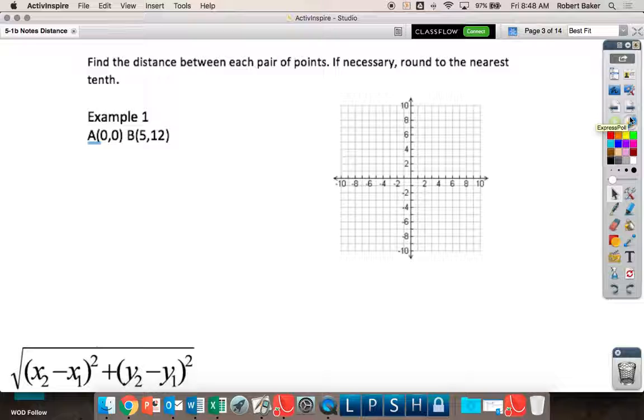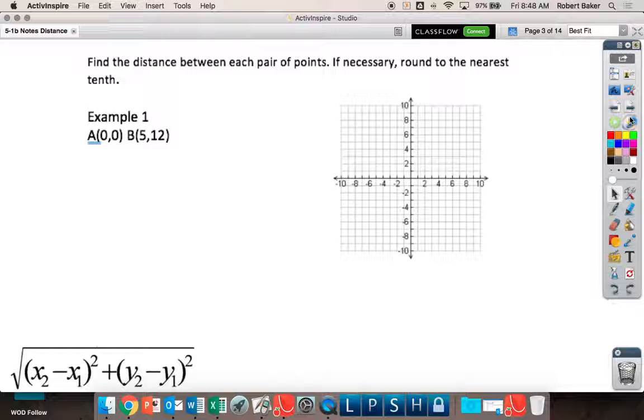So we're going to jump right into it. It says find the distance between each pair of points. If necessary, round to the nearest tenth. So first stumbling block, nearest tenth. How many decimals is that? 1, 2, or 3 decimals? 1. Tenth is 1 decimal, so like 0.1, 0.2, 0.3, 0.4 would be to the nearest tenth.